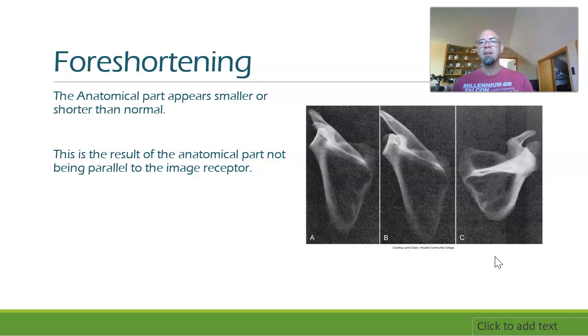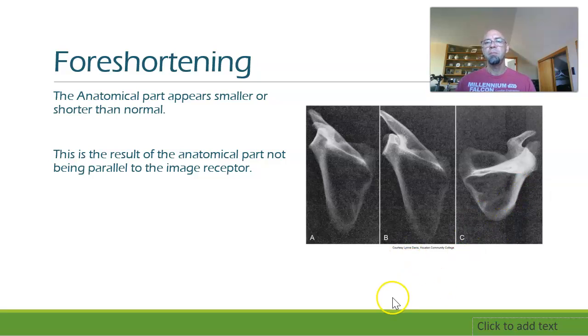I mean, I guess I could do an example. So here's my hand, okay, and if I angle it towards the camera, you can see the measurement of my hand is only about that much, but really my hand is really that big. Same thing could be said about this scapula that's been angled to the image receptor. And so we've got a lot of foreshortening.